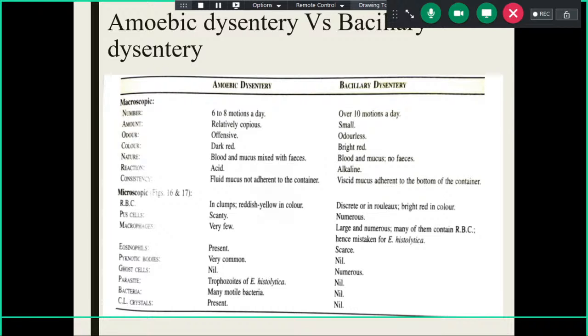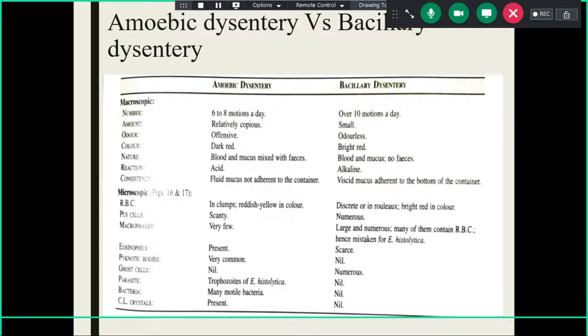Pyknotic bodies are very common in amoebic, whereas they are not found in bacillary. What are pyknotic bodies? They are the remnants of digested RBCs and digested neutrophils. Okay, neutrophils will be digested, and what is left over is called a pyknotic body. Ghost cells are digested RBCs which are left out. These are found in amoebic. Parasite: trophozoites of Entamoeba histolytica you will find, and in bacillary you may not see anything.